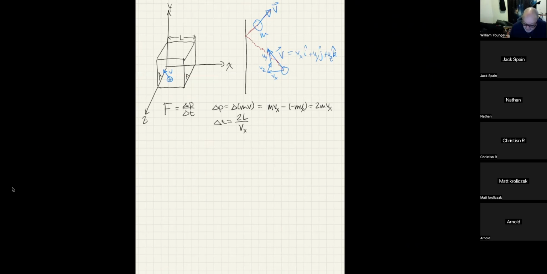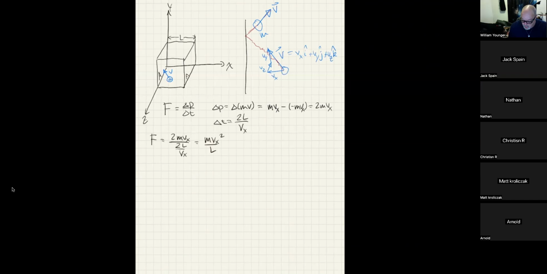So I can now say the force is equal to 2mVx over 2L over Vx, which is going to be mVx squared over L. Okay.